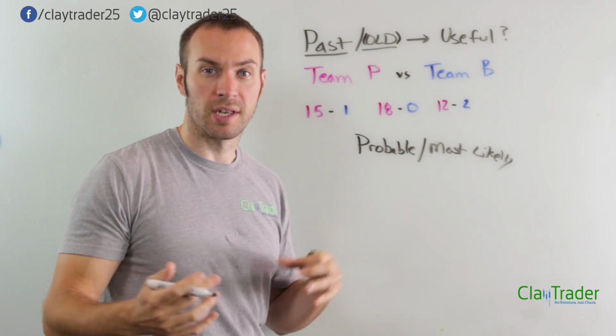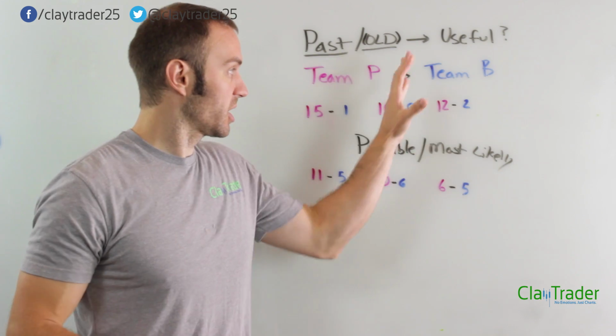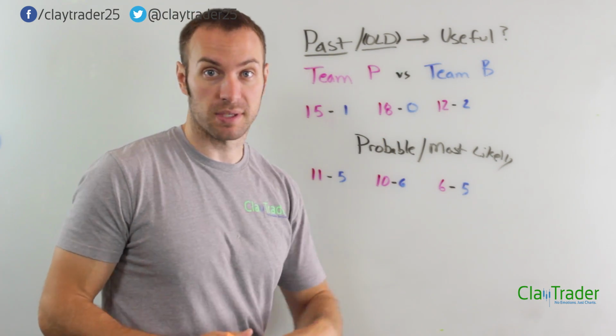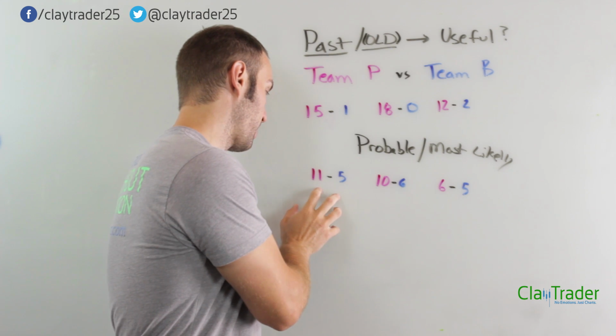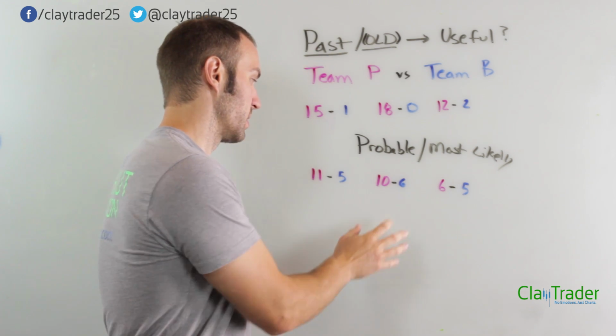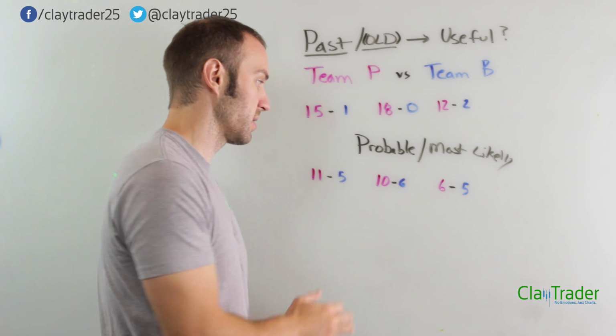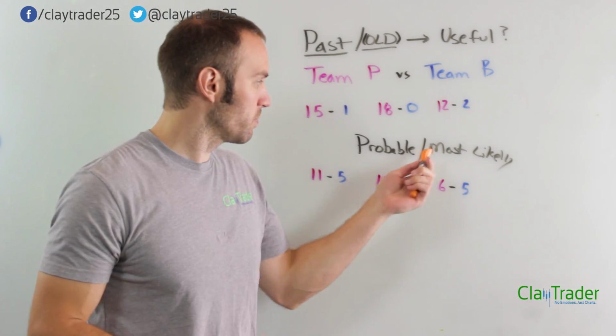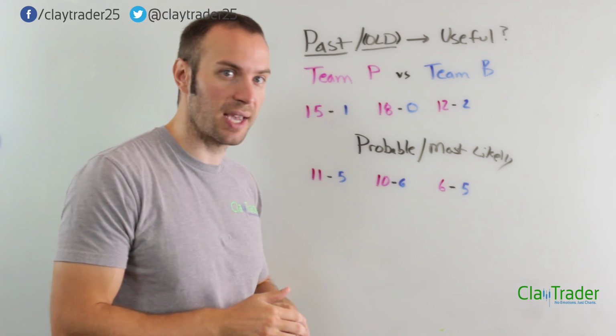to happen. Let's look at another example. So let's continue with our example. Team Pink, Team Blue, they play another 3 games. Here are the scores. Team Pink wins 11-5. Team Pink wins 10-6. Team Pink wins 6-5. So what's most likely to happen in the next game?